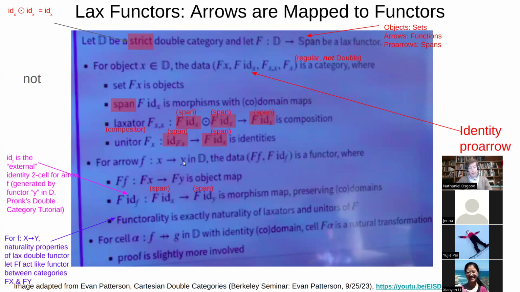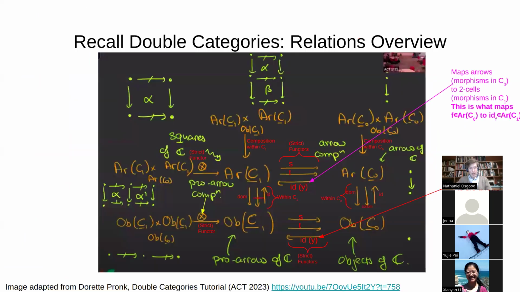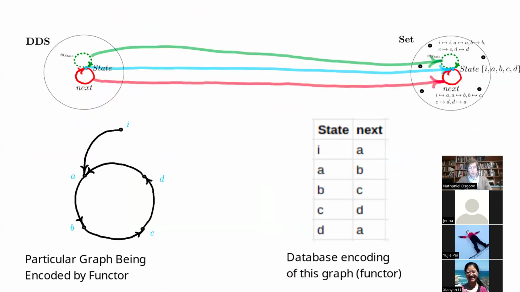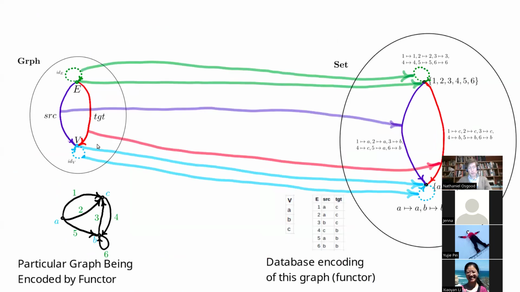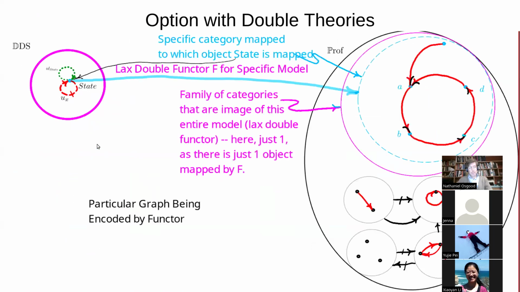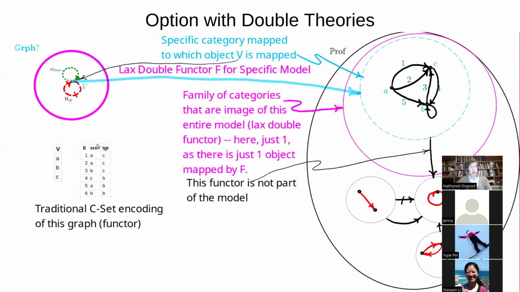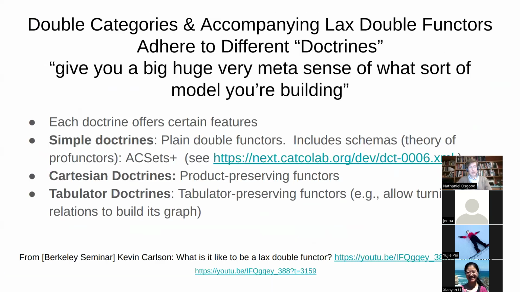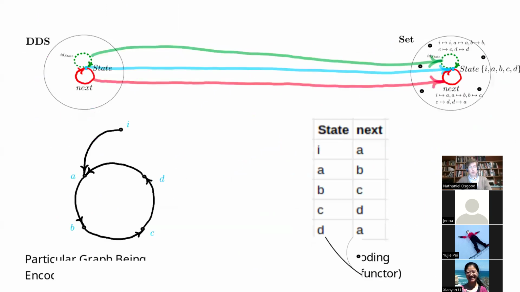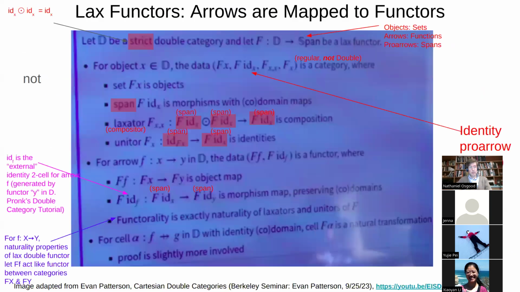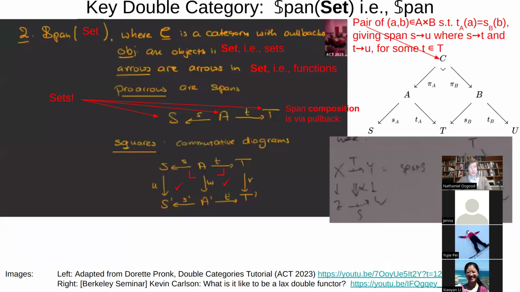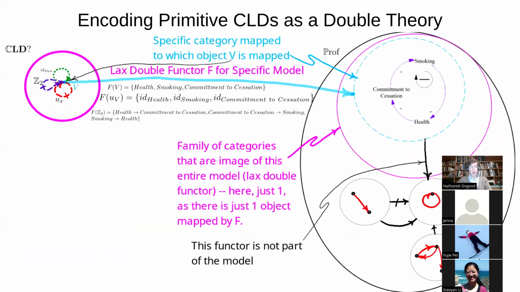The pro arrows turn into pro functors between those categories. Okay, now, so how does this work for our case? Well, look, I think we'll just cut to the chase for our case of, where's our nice causal loop diagram example? Where'd my causal loop diagram example go? Okay, here we go. We'll go back to it here.